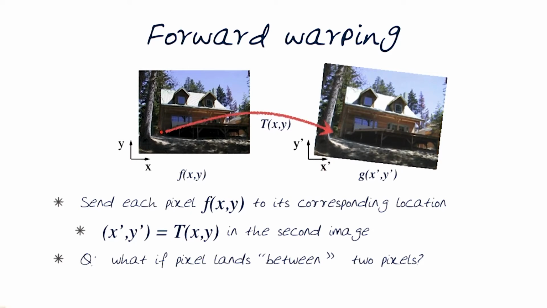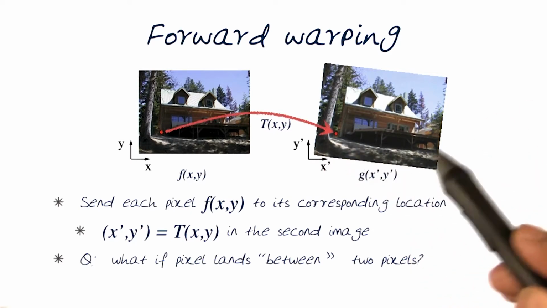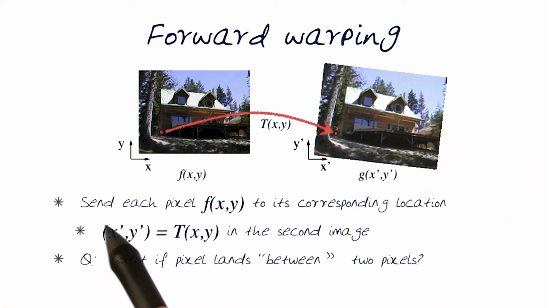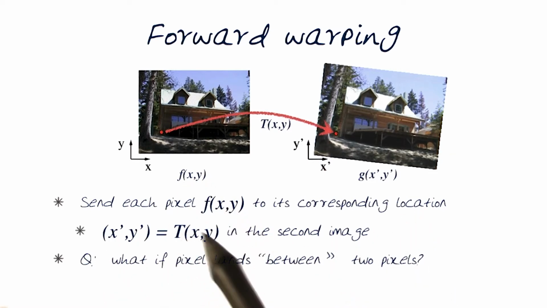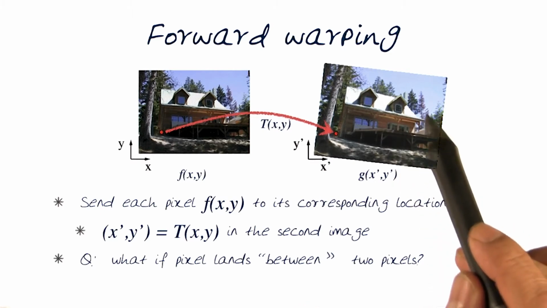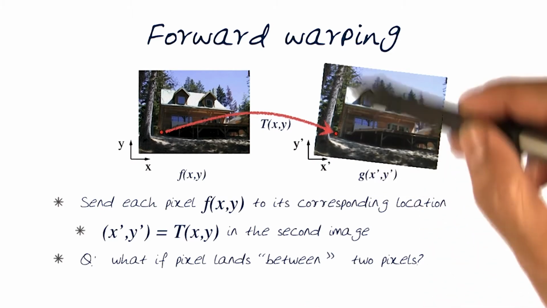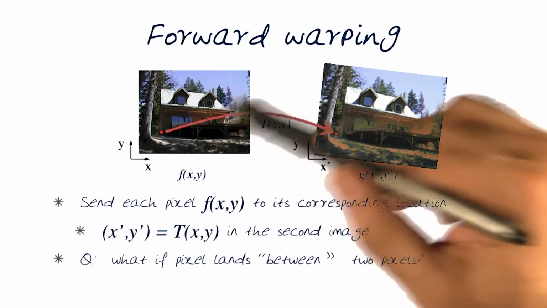So I take this pixel and I warp it to this location here. In essence, what we're doing is sending each pixel from f(x,y) to its corresponding location with a transformation T(x) in the second image. What happens if the new pixel lands between two pixels? Remember, this could be much bigger in this open space that we're coming up with. In essence, we're taking a bigger image and filling in information from there.